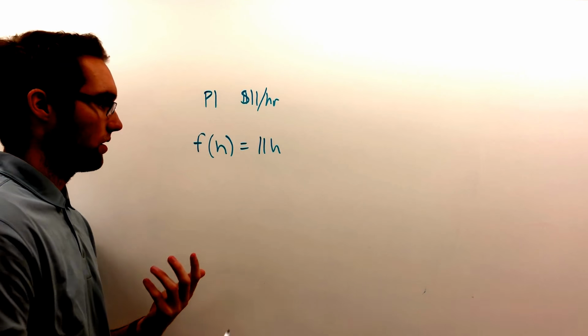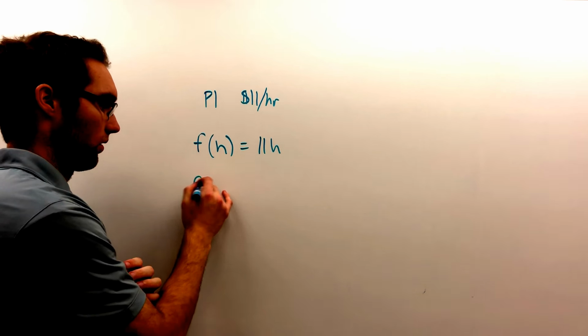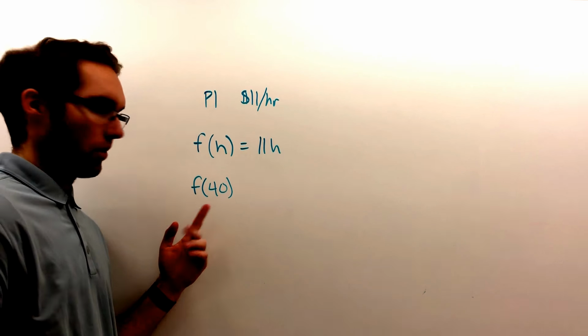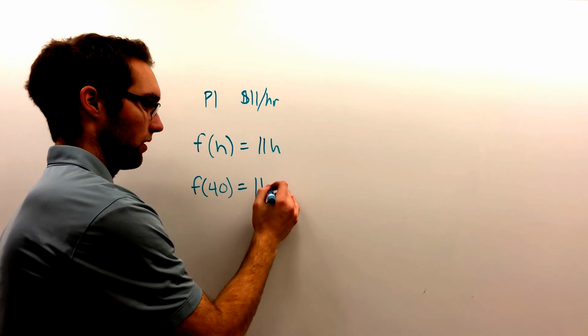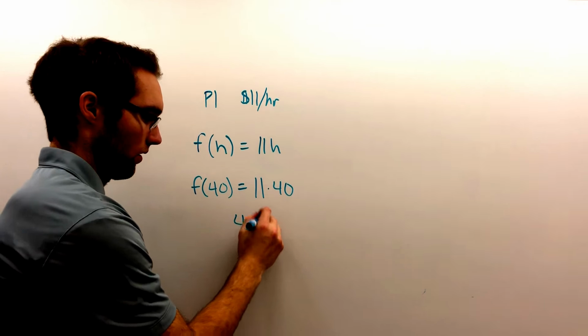The way that we would solve it here, if we wanted to know, if I work 40 hours, how much money am I going to make? Because we've made this function now, we would go, what is f of 40? How much money am I going to make when I work 40 hours? Well, it's equal to 11 times 40, which, like we said a second ago, is $440.